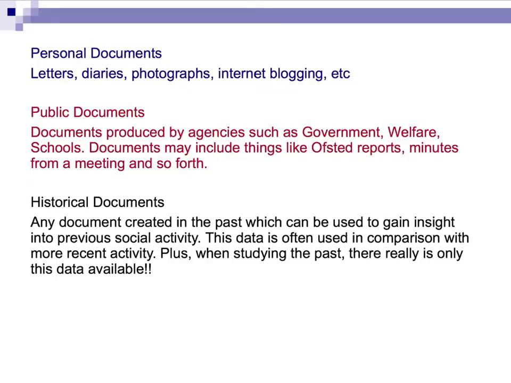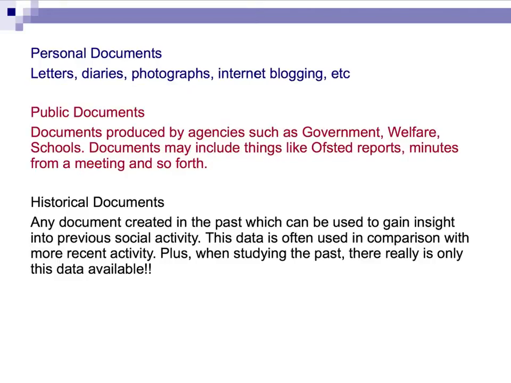There are generally three types of personal documents: letters, diaries, photographs, internet, blogging, Facebook, MySpace, etc. These would all be classed as personal documents, or possibly text messages as well. There are also public documents. Now, these are documents produced by agencies such as the government, welfare, schools. Documents might include things like Ofsted reports, minutes from a meeting, and so forth.